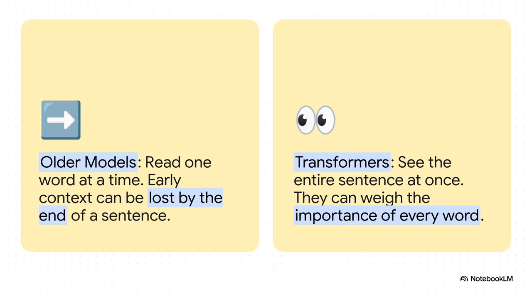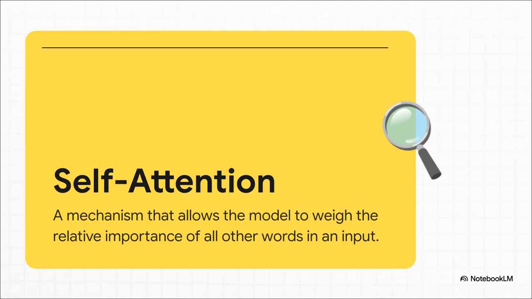And this lets them do something amazing. They can weigh the importance of every single word in relation to every other word. This powerful mechanism is called self-attention. So what is it? Well, imagine the model is looking at the word "it" in a sentence. Self-attention is what lets the model scan that whole sentence and ask, okay, which other words are most important for me to understand this specific word? It's how the model builds this rich map of relationships and context within the sentence.